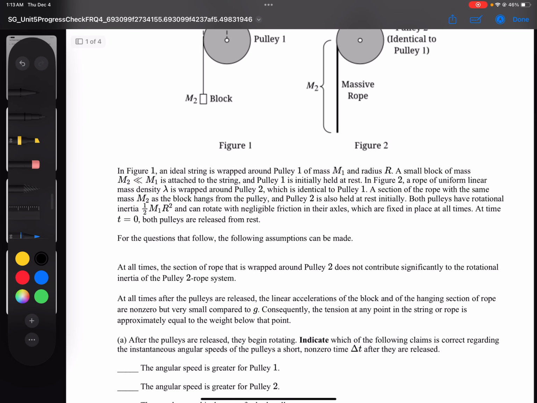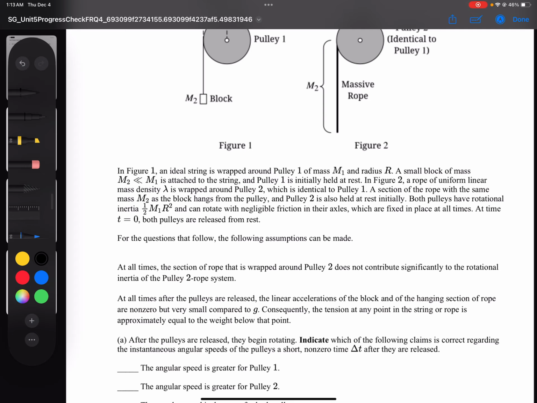Okay, so there are a lot of conditions for this one in order for the problem to technically work out. So I kind of get the spirit of what they're trying to do here. They're making the system more interesting by having a rope with some linear density and some mass, and the mass is hanging down.